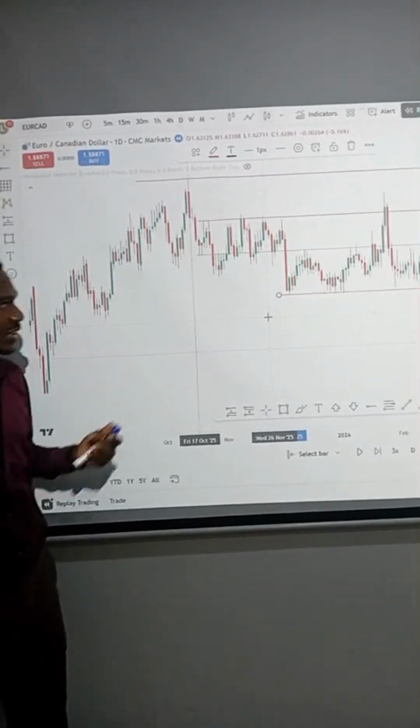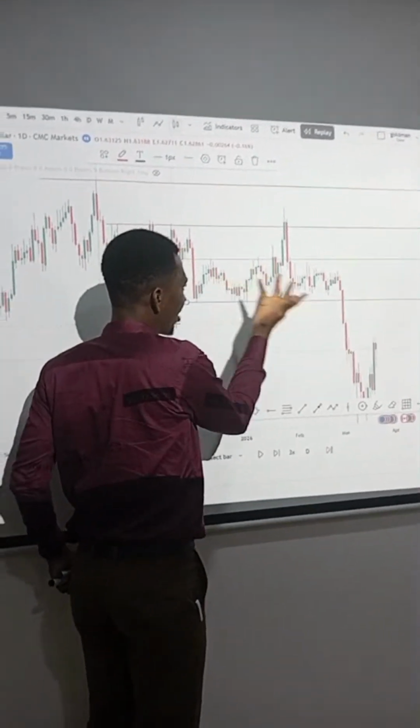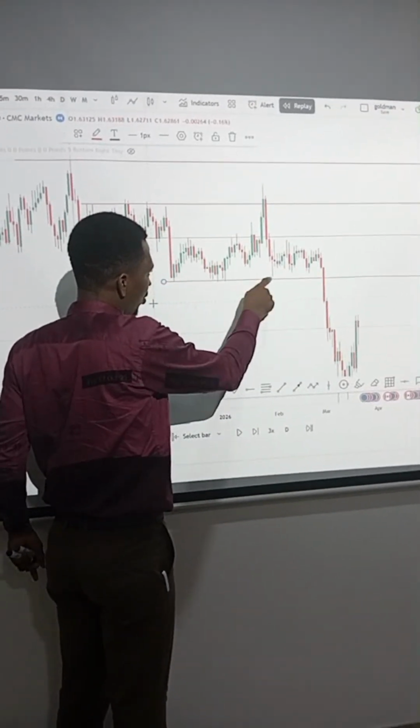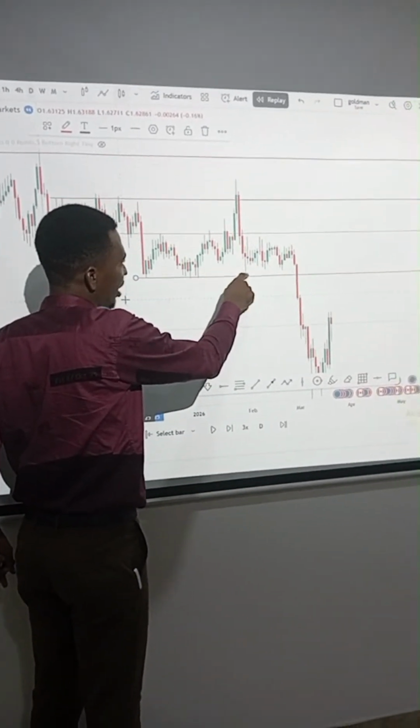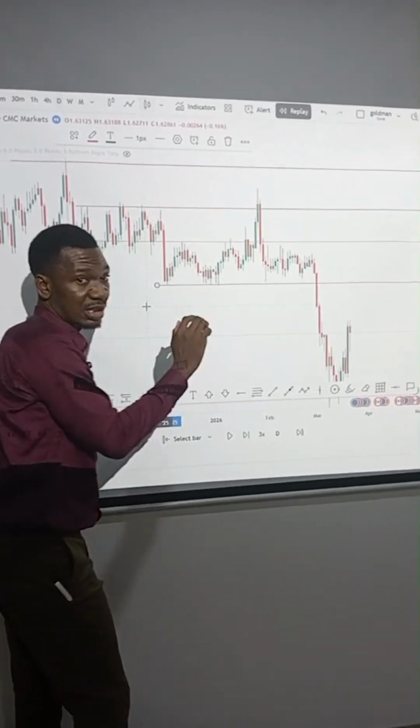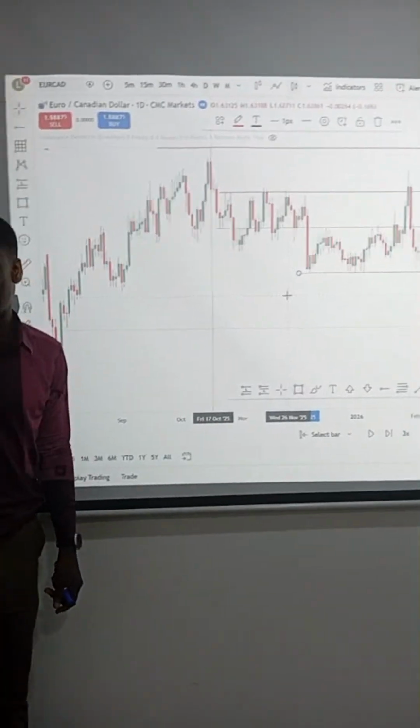If I put it to the wick, it's still okay. We have one, two levels here. Do you understand? It's still okay. But this level now, it looks like it was a little bit shy away from it. I can just decide to push it to the body just to capture this level. Do you understand? It's still allowed.